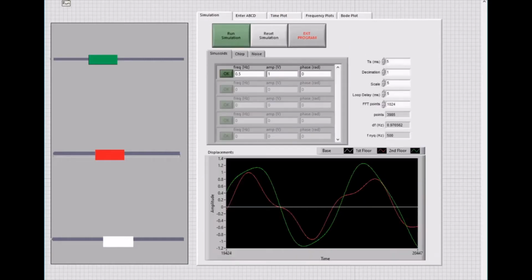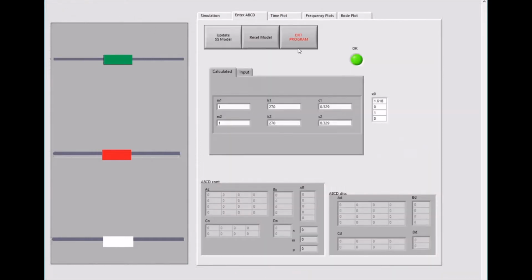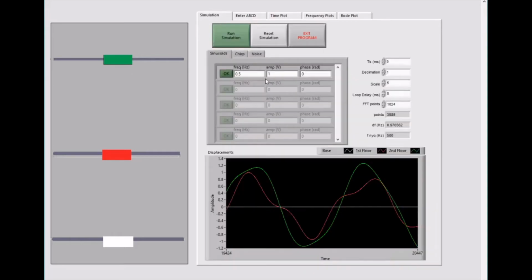So let's see. Enter ABCD. For the initial conditions, I can just set this to 0, because we don't even want to look at the transient response anyway. Then go to update, go to simulation, and then OK, and I'm going to run.